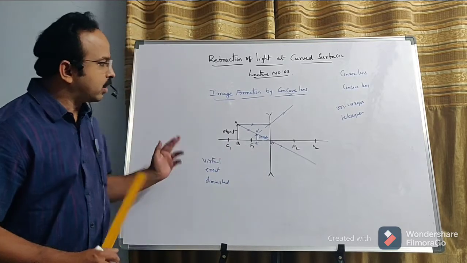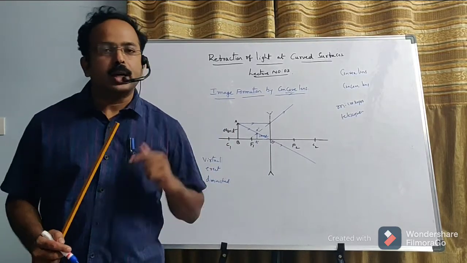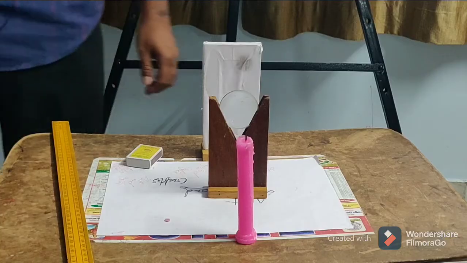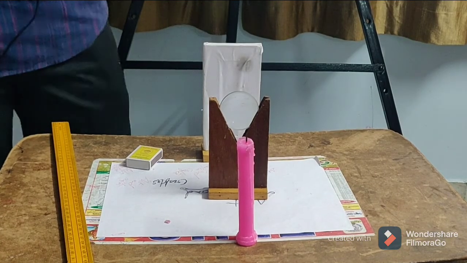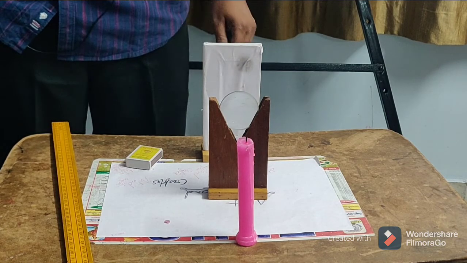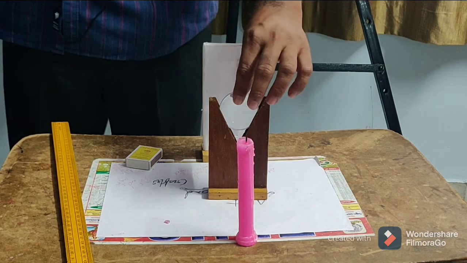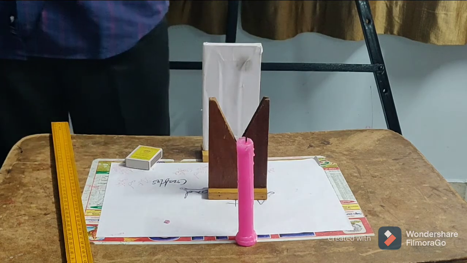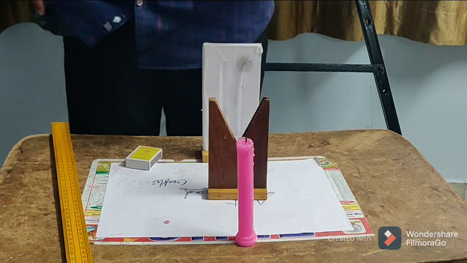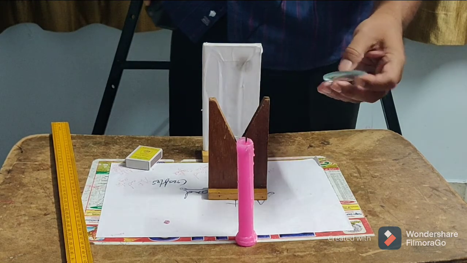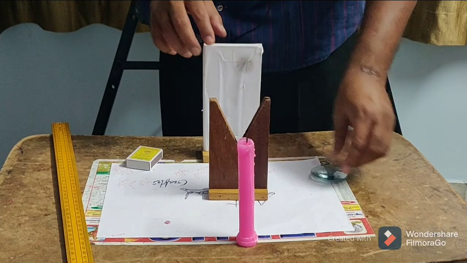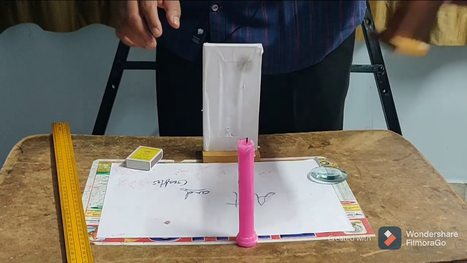I already showed this in my previous class, so refer to my lecture number 2 and you will get the different cases. Okay now. Dear students, in our textbook there is activity 2. In that activity, we find the focal length of a lens. This is called a convex lens. And this is called a V stand.